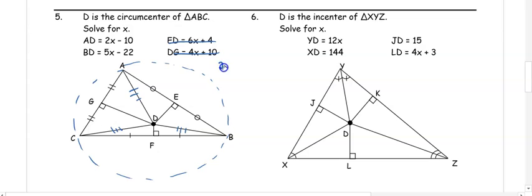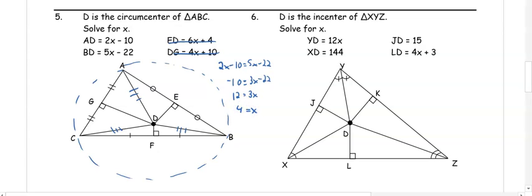We would have 2x minus 12 is equal to 5x minus 22. We can subtract 2x, negative 12, negative 10, is equal to 3x minus 22. We can add 22 to both sides. 12 is equal to 3x. When we divide, x is 4.